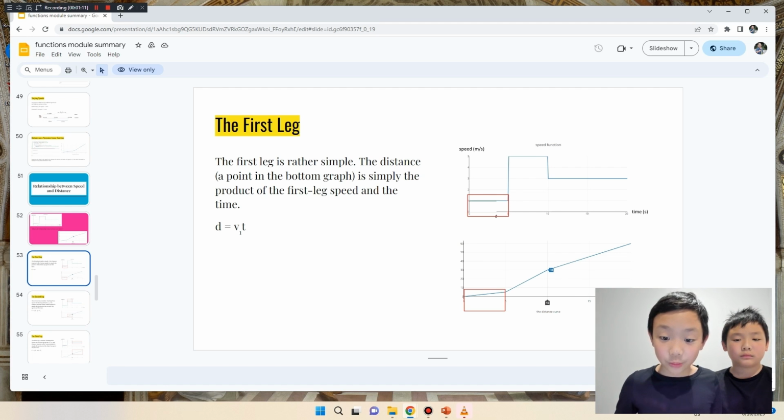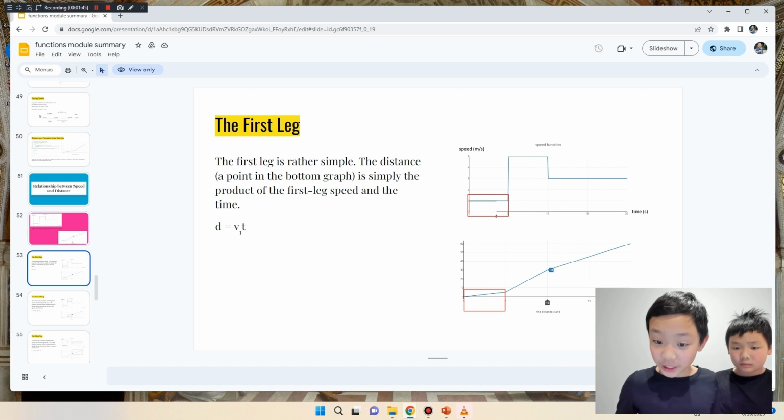That means it's traveling 1 meter per second for 5 seconds, because that goes from 0 to 5 on the time. It's 1 meter per second, because it's 0, 1, 2, 3, 4, 5, and that's traveling for 5 seconds. So that's how to read a speed graph. This is 5 meters per second, because the line is here.